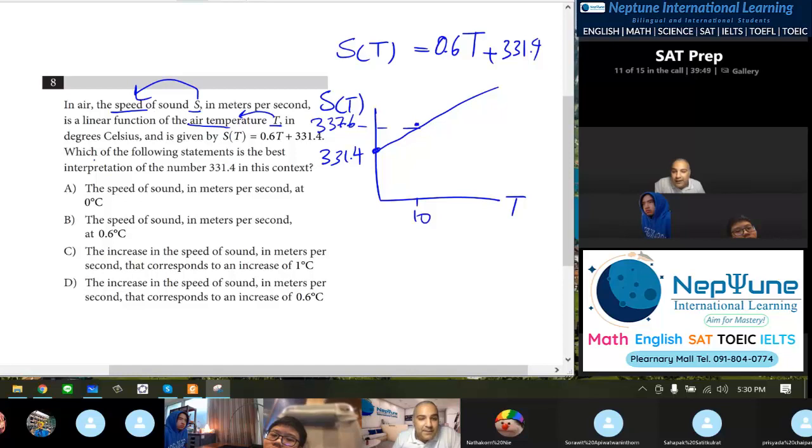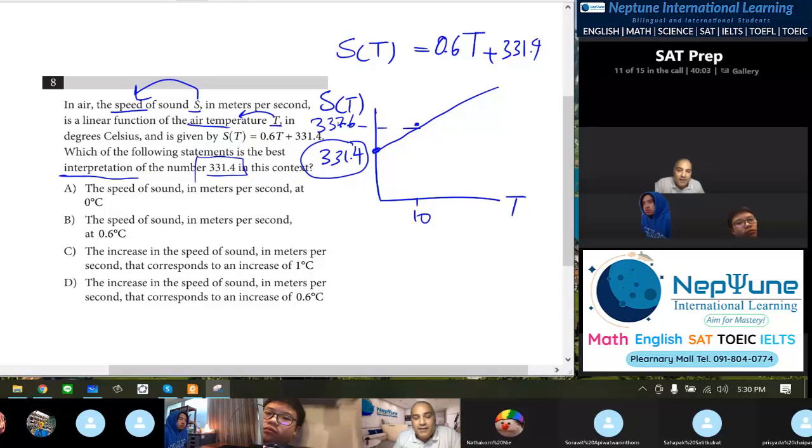So it says, which of the following statements is the best interpretation, like what it means? Interpretation means what it means in the context. The number 331.4 in this context, we know that's the speed of sound when the temperature of air is 0. So look at the speed of sound in meters per second at 0 degrees. That's the best interpretation. Okay, any questions? Is everyone following? Good. Everyone's muted, so I'm going to move on to question 9.